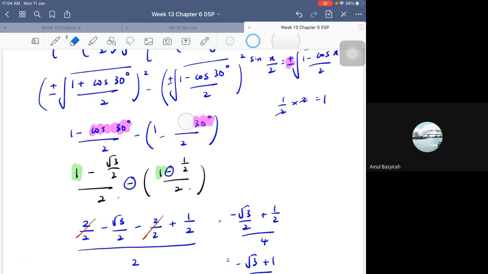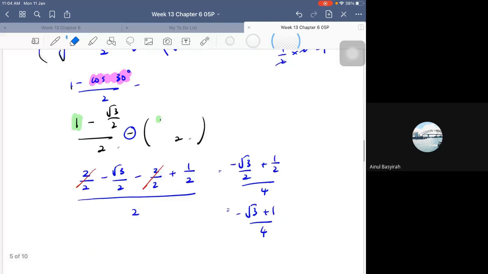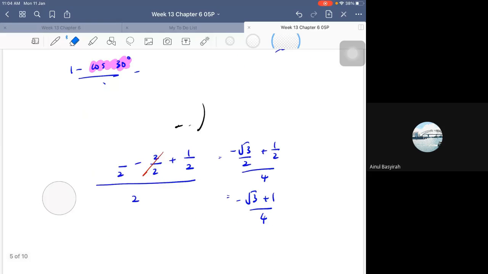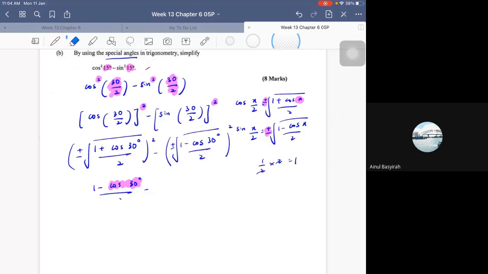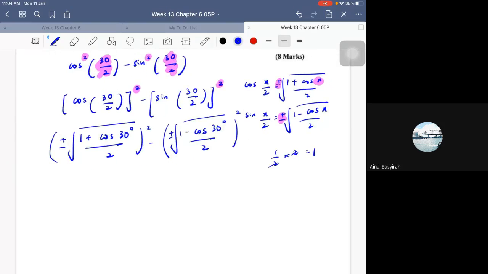Kejap. I simplify this first. Ni dia akan jadi, what is this by the way? Ni adalah I punya tambah tolak, isn't it? Okay, let me correct that. That's right. I don't know why do I write that as being, that should have been sine. Okay, so ni akan jadi 1 tambah cos 30 degree.